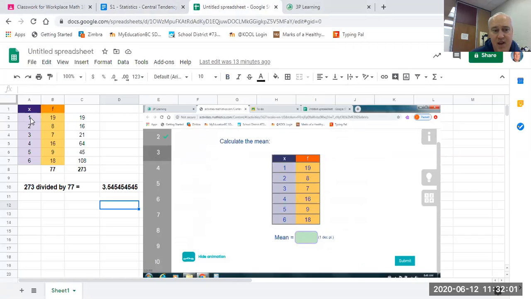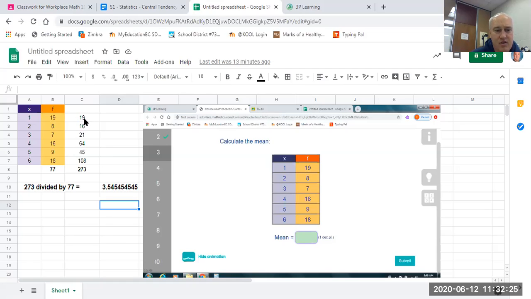So in essence, what we're saying here once again is these are the numbers we have in purple. We have the number 1, the number 2, the number 3, the number 4, the number 5, and the number 6. And the number of times that each occurs in the data set is over here. So we had 19 occurrences of the number 1, 8 occurrences of the number 2, 7 occurrences of the number 3, 16 occurrences of the number 4, 9 occurrences of the number 5, and 18 occurrences of the number 6.